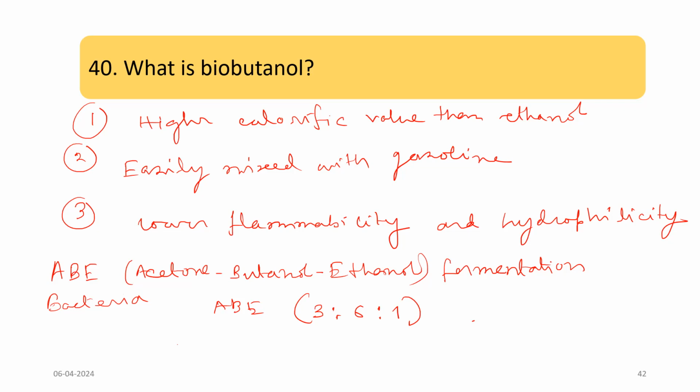So you have to write that biobutanol is produced from acetone butanol ethanol fermentation with the help of Clostridium bacteria, mixed in the proportion of 3:6:1. In this ratio, if we mix the raw materials or reactants, the maximum concentration of butanol is 10 gram per liter. So this is how biobutanol is produced, and these are some of the important properties of biobutanol.